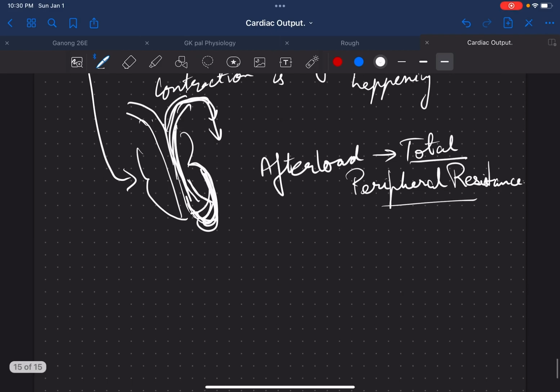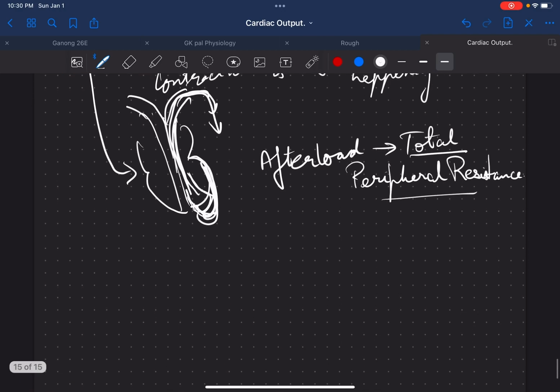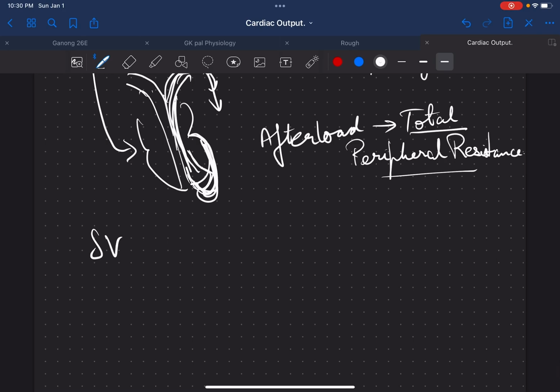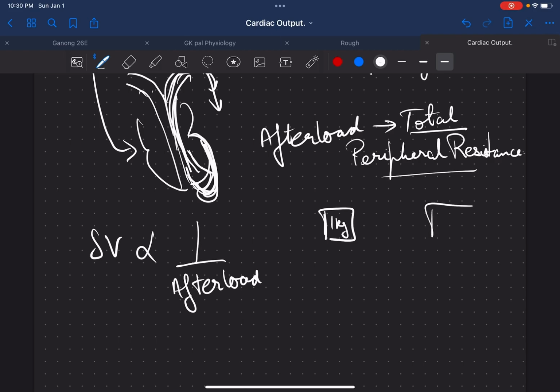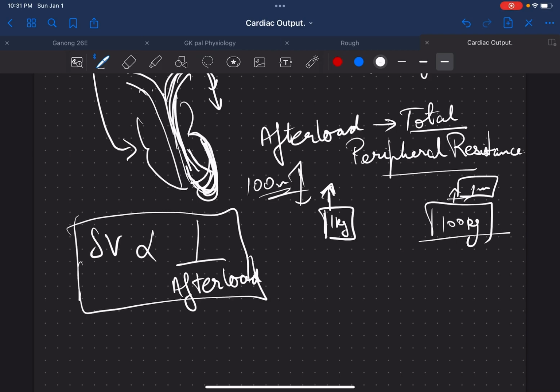Afterload, therefore, I don't think I have to explain it much. Stroke volume will be inversely proportional to afterload. I have 1 kilogram of weight and I have 100 kilogram of weight. Obviously, I'll be able to lift 1 kilogram with more ease. I'll be able to lift 1 kilogram of weight till suppose 100 meter, but then I'll be able to pull 100 kilogram up to 1 meter only. So that is the thing. Stroke volume is inversely proportional to afterload.